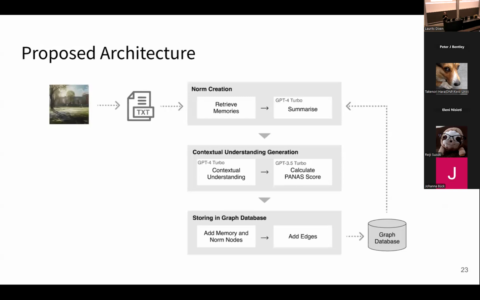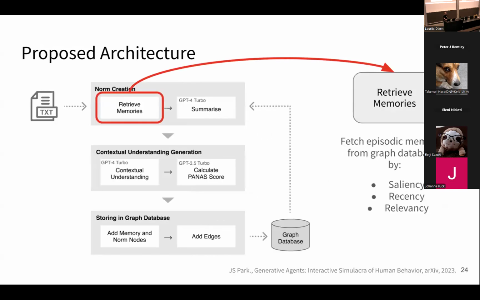So we propose the following architecture for our agents. They take an image, and the image gets captioned and converted into natural language. And then there's the following architecture. The first step is we create this thing that we call the norm. The norm is there to capture the expectation of the avatar. It's what the avatar expects.